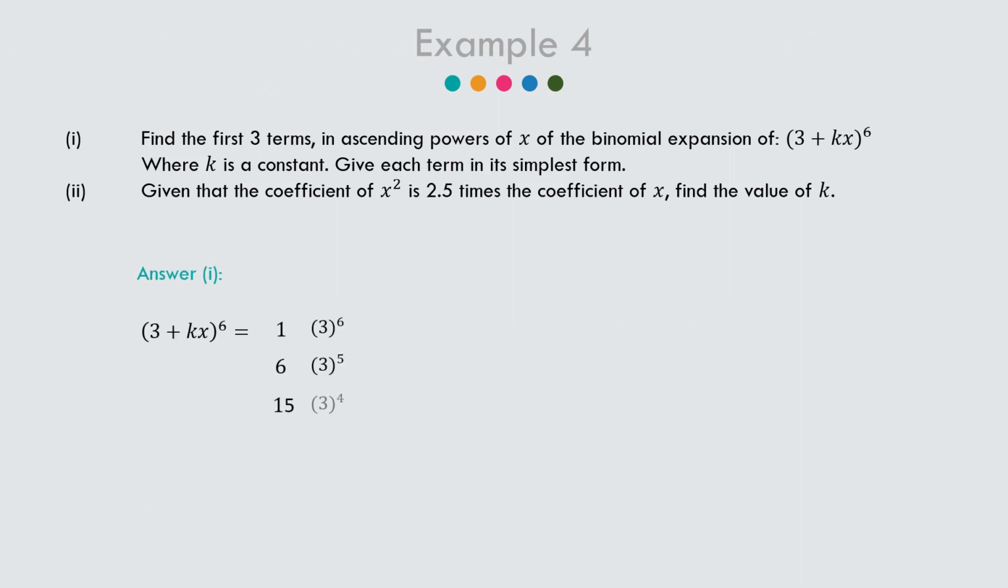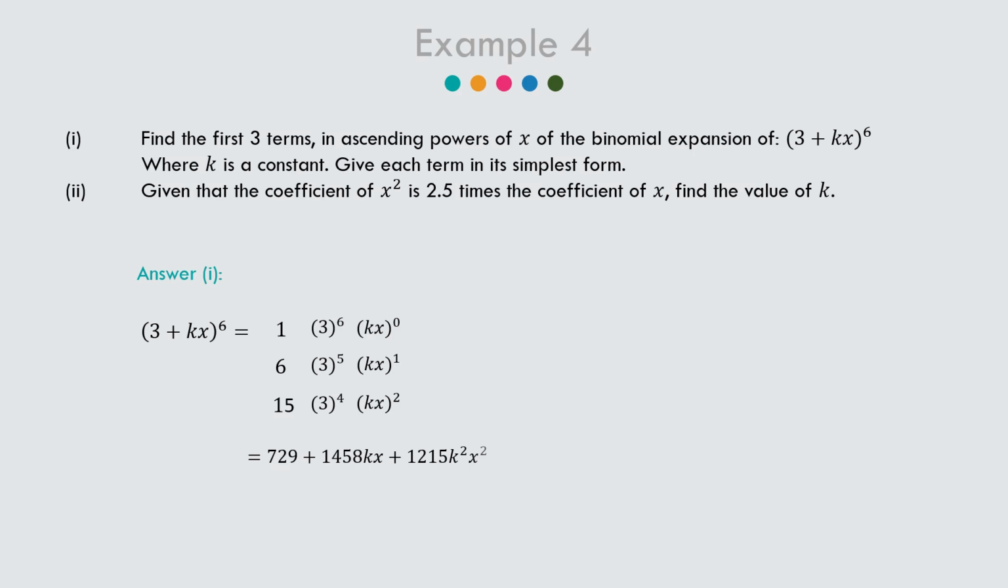Now let's fill in the rest of the information. Now multiply the rows and simplify. Here we get the answer 729 plus 1458kx plus 1215k squared x squared, where k is an unknown constant.